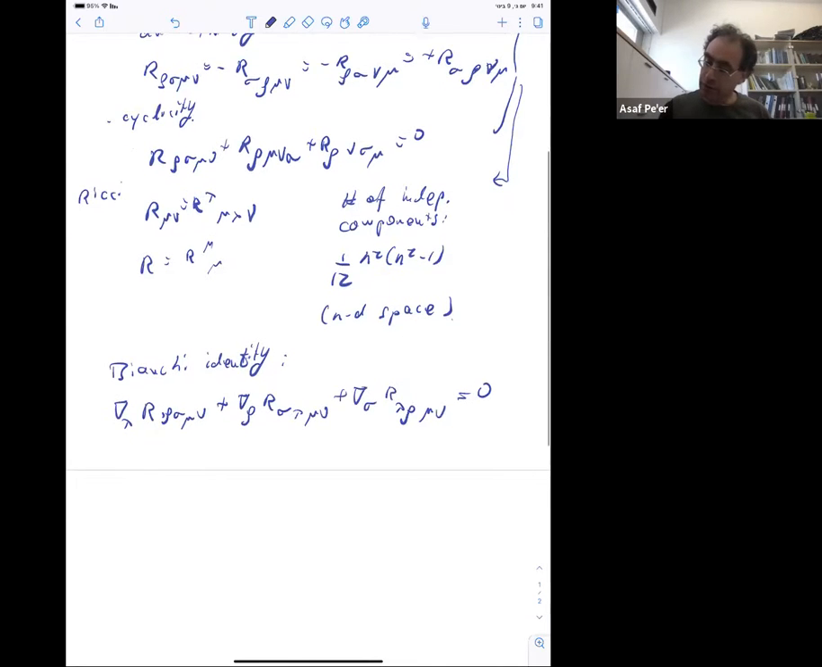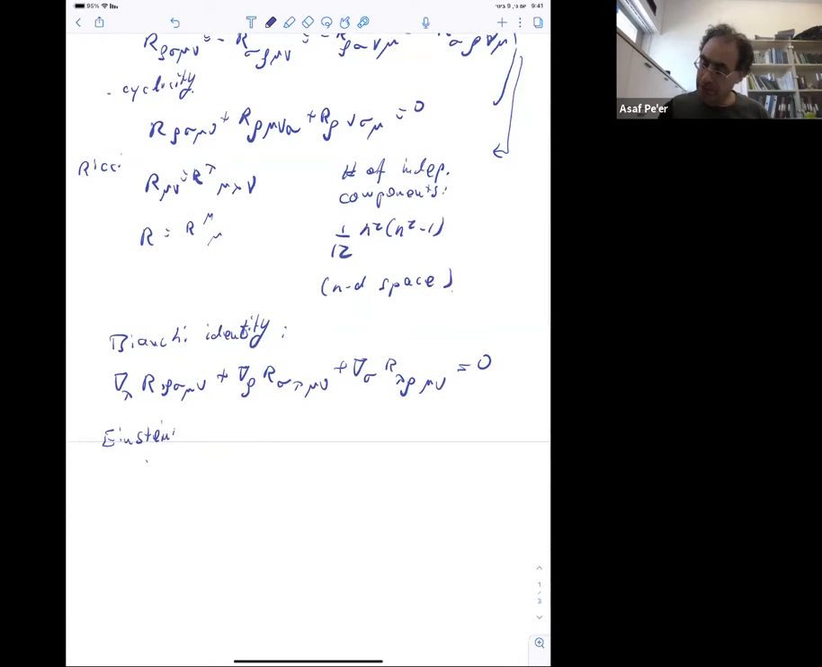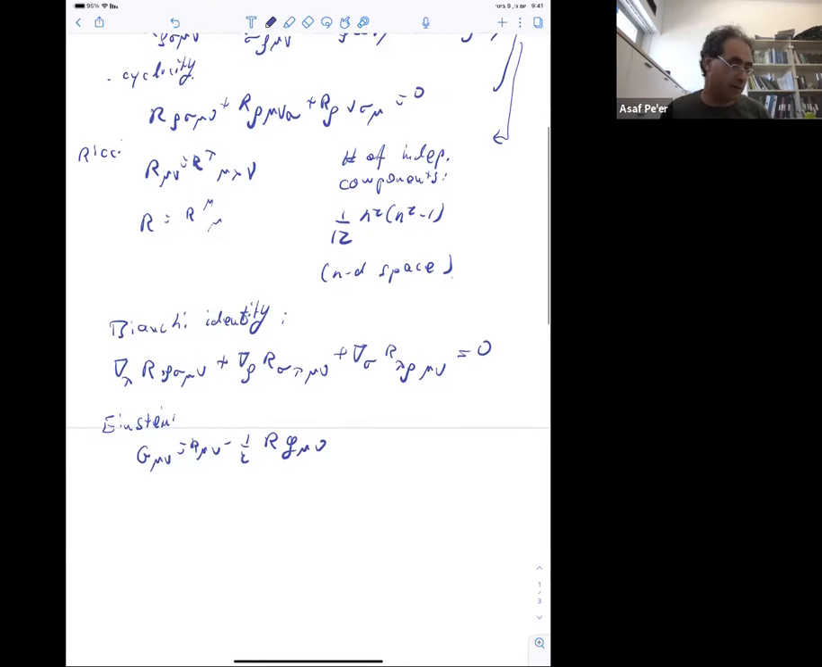And then we also introduced the Einstein tensor, G mu nu is R mu nu minus 1/2 R g mu nu. And the Bianchi identity automatically tells us that the covariant derivative of that is equal to 0: nabla_mu G^mu nu is equal to 0. And then we gave a few examples.